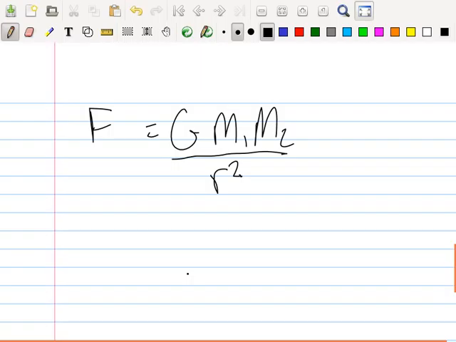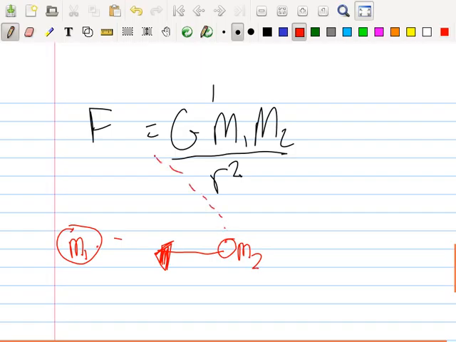Alright. This force here is the force when you have two planets or two large objects. So here maybe is the sun, and here maybe is Earth. It's M2. M1, M2. The Earth is pulled to the sun. What way does this Earth move? It moves in a circle, roughly a circle around the sun.